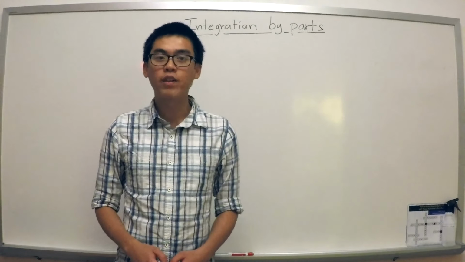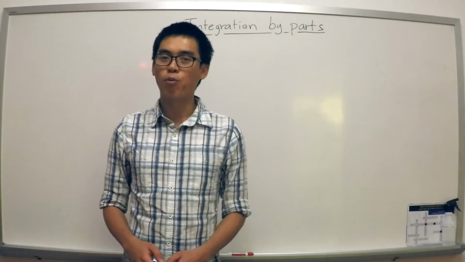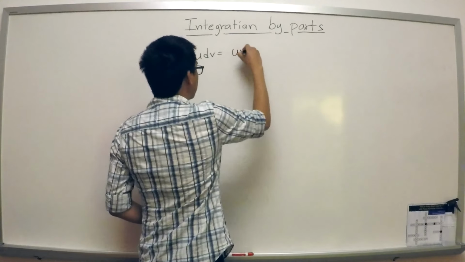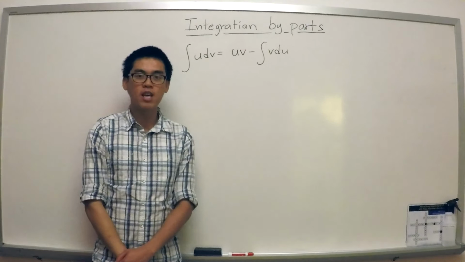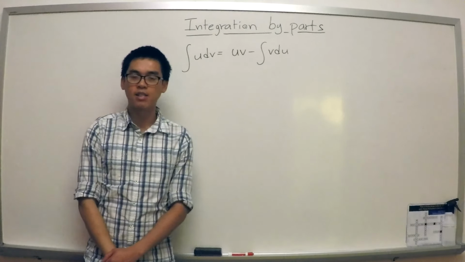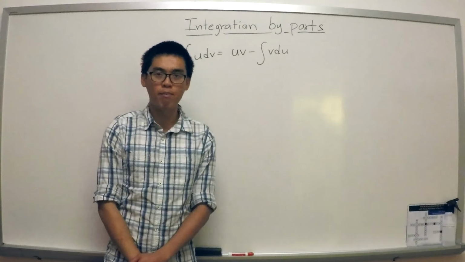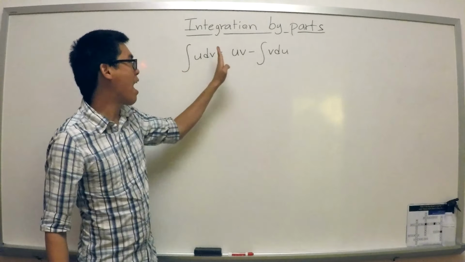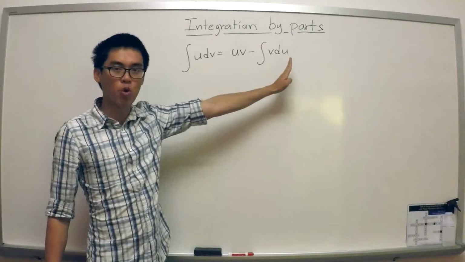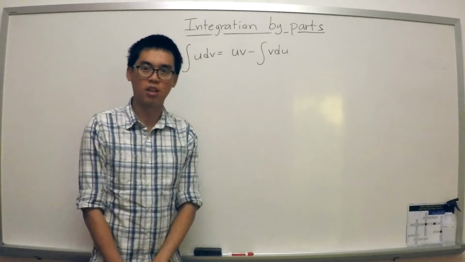So what is the formula of integration by parts? Here's the formula. The integral of u dv is the same thing as uv minus the integral of v du. When we use integration by parts on a problem, the left hand side will be your question and the right hand side will be your progress, or it might even be your answer.